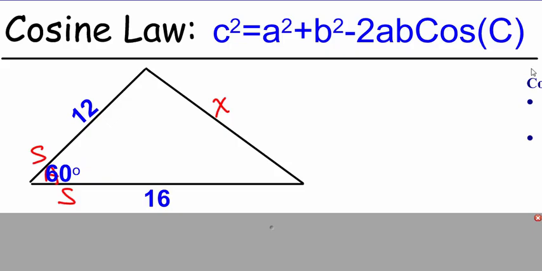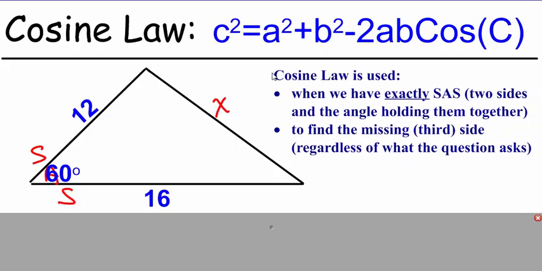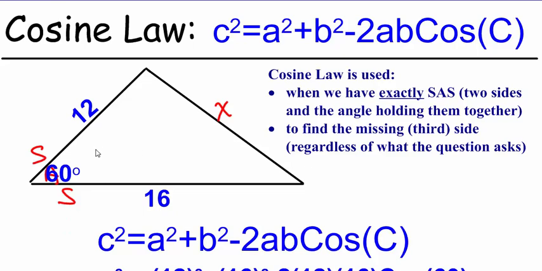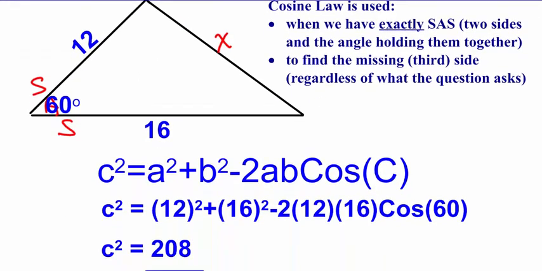And the only way I can use the cosine law, so here it is here. Cosine law is used when we have exactly side, angle, side, two sides and the angle holding them together, and it's used specifically to find the third side, regardless of what we're being asked. So if the question asked us to find this missing angle, we would still have to use the cosine law, we'd still have to find this missing side, and then after we found that missing side, we'd use the sine law to continue the question and find the actual angle that we're wanting.